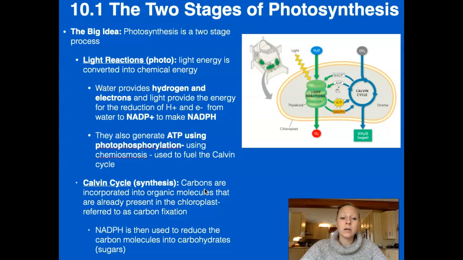Calvin cycle, the synthesis. Carbons are incorporated into organic molecules. We call this carbon fixation. And then the NADPH is used to reduce these carbon molecules, or to add the electrons and the hydrogens to these carbon molecules to make them into sugars. So we're taking the energy from the light, we're bringing it over to the Calvin cycle, and we're taking those hydrogens and electrons and adding them to sugars. And that is the big idea. We are making NADPH, we're sending it over, and we're using that NADPH to fuel up carbon molecules. So it really is opposite of cell respiration.